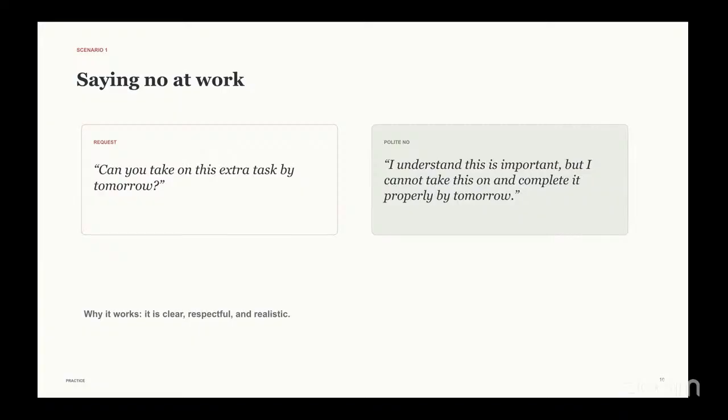But if you genuinely don't have the capacity to do something well, instead of saying, no, I don't want to, you can say, I understand that this is important, but I cannot take this on and complete it properly by tomorrow. And what this sentence does is that it's not attacking the request, it's not being defensive, you're just acknowledging that it does matter while also being realistic about what you can deliver. And so a professional no can actually show responsibility because you're not promising something you can't do properly.